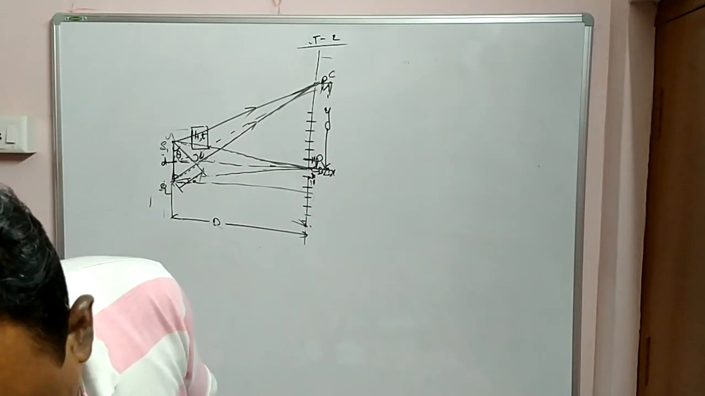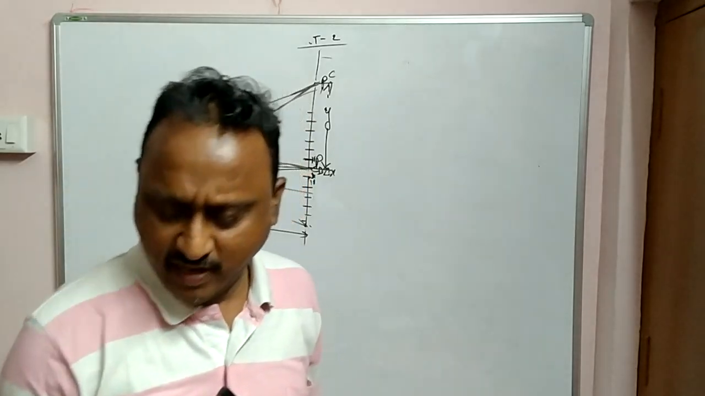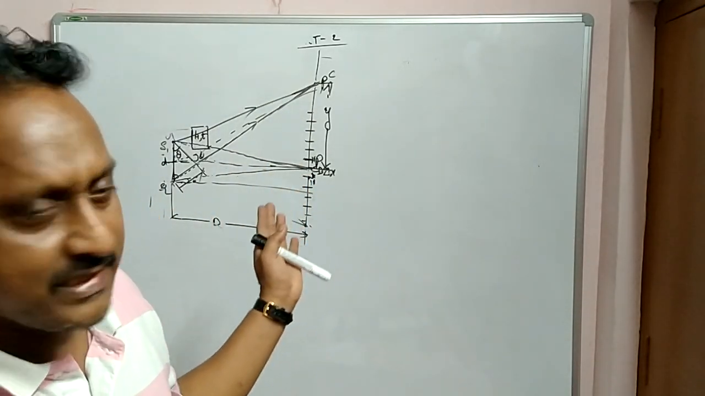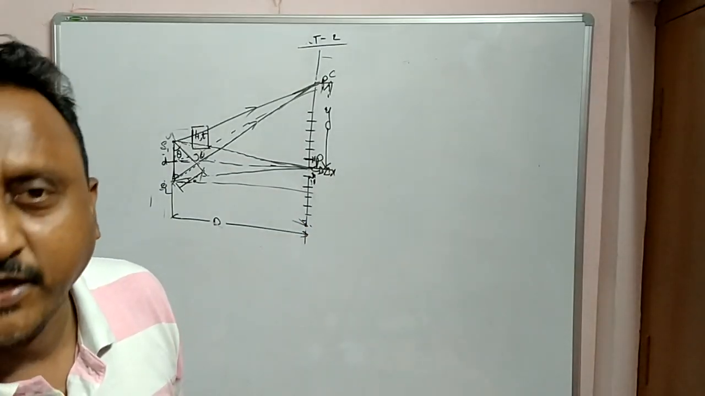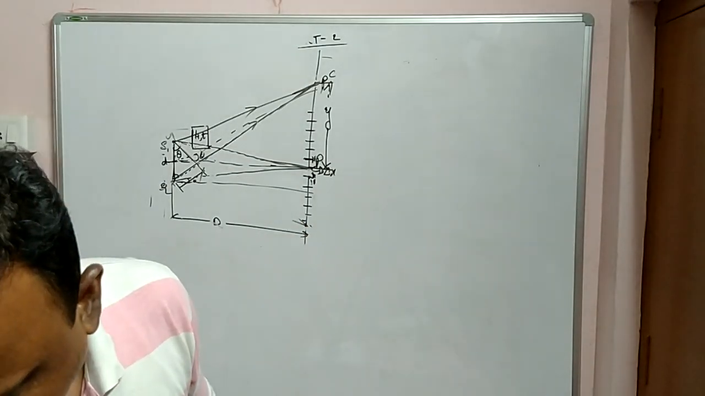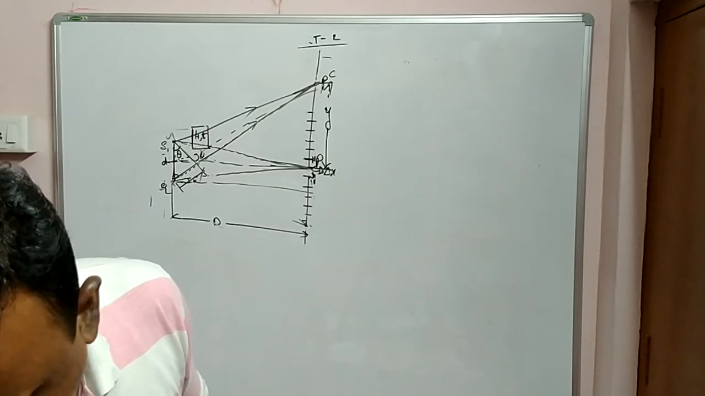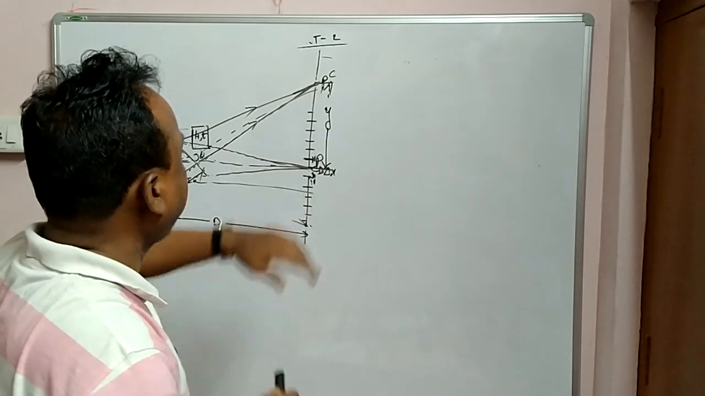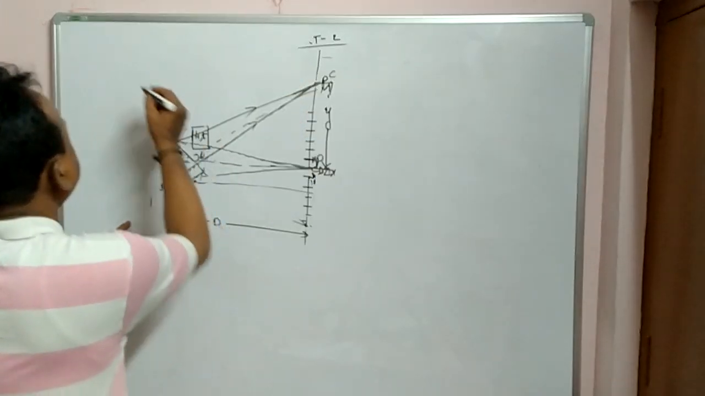Clear? So finally dark bands to bright bands మనకు వచ్చే 2n minus 1 into lambda d by 2d plus td into mu minus 1 by d. అలాగే అది n lambda d by d plus td into mu minus 1 by d. Okay? So like that we are calculating. Now we will go for the next one. That is, how many fringes are shifted? See here, because of this glass slab.